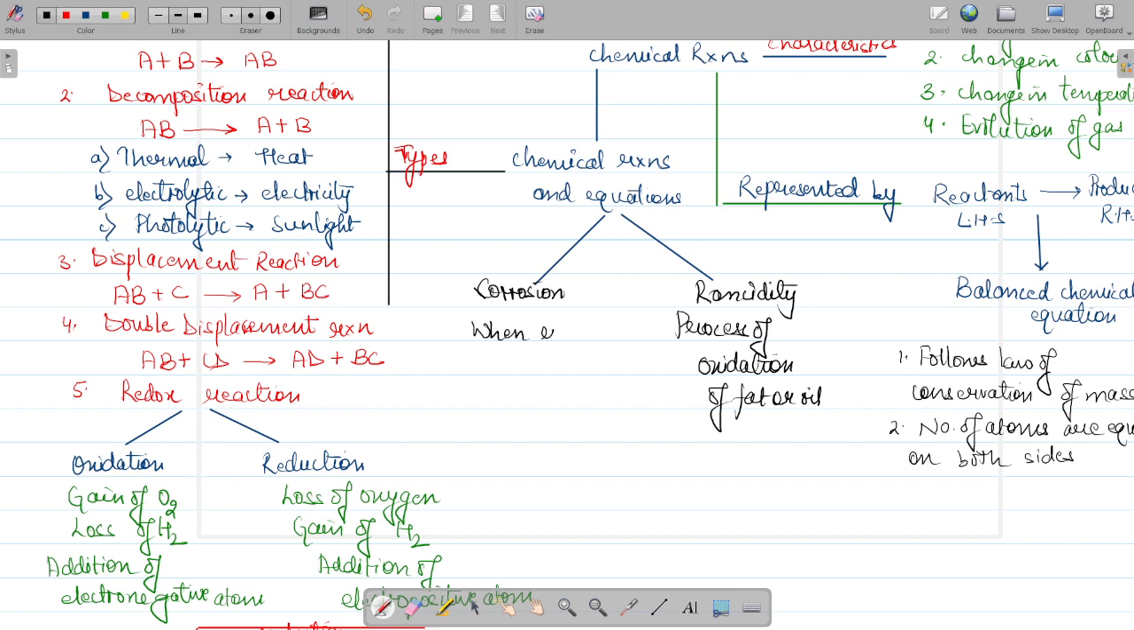It means that when a reactive metal surface is attacked by air or water. Now, if we want to prevent corrosion, we can use alloys, we can apply paint, we can do greasing.